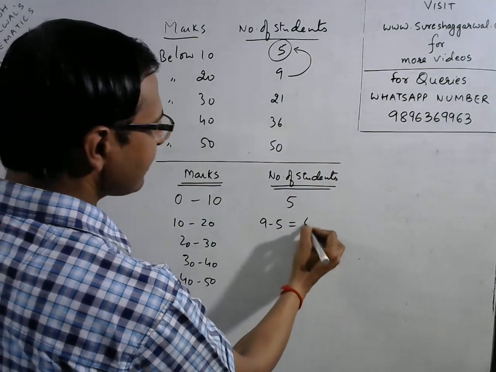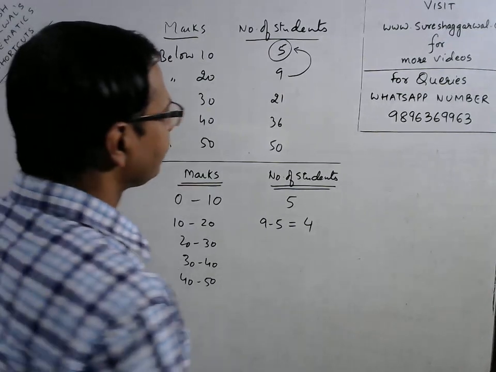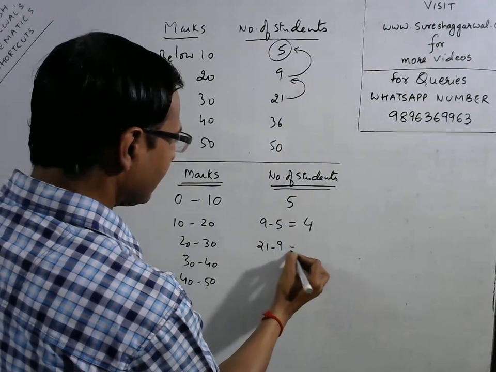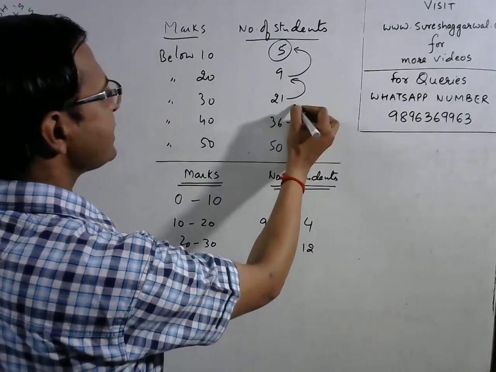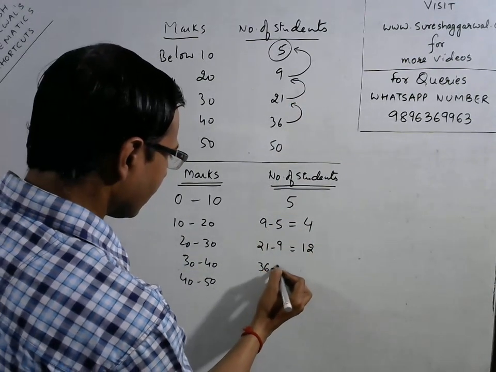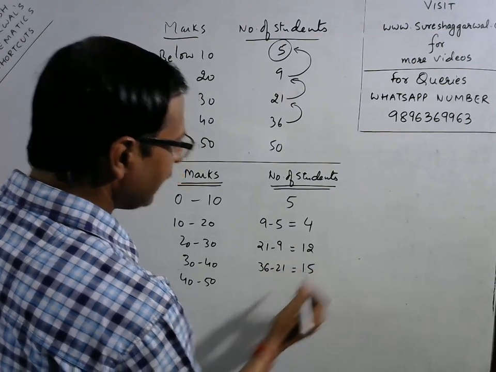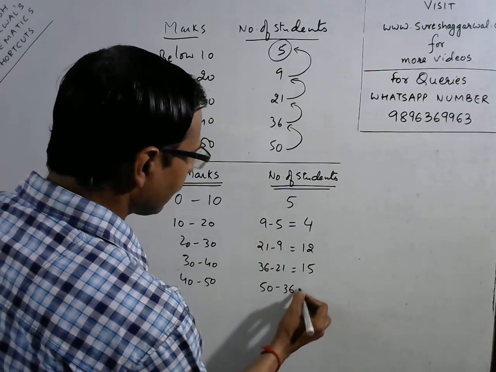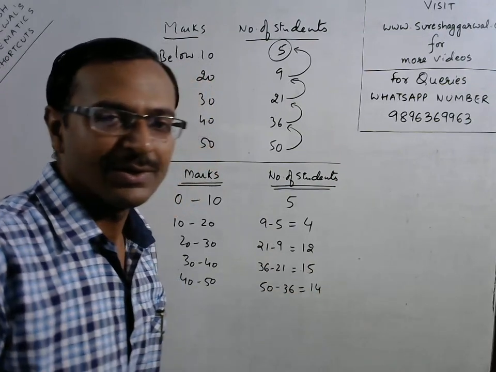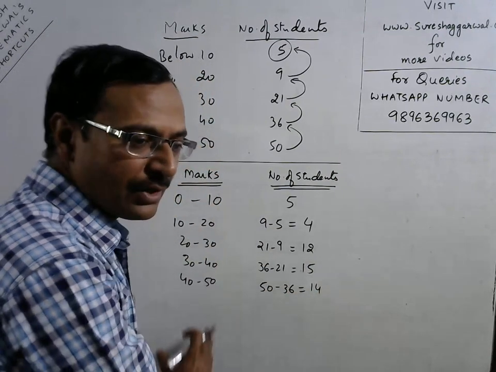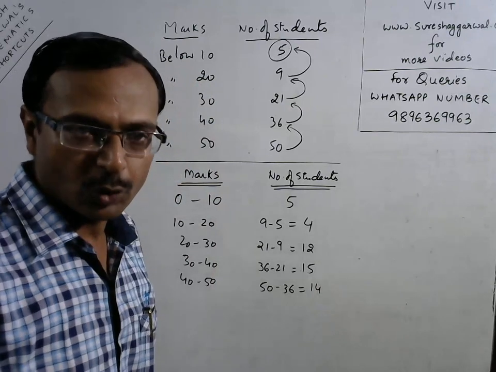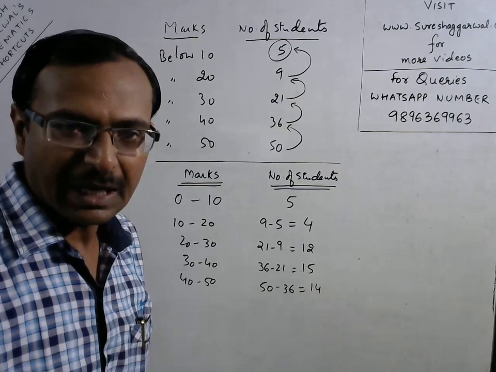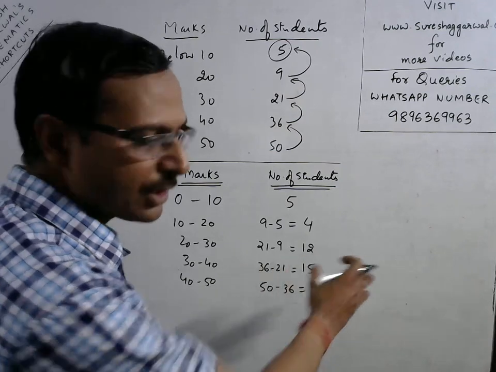9 minus 5, your frequency will be 4. 21 minus 9, the frequency will be 12. 36 minus 21, the frequency will be 15. And 50 minus 36, the frequency will be 14. So now see, we have obtained a continuous type of grouped distribution, and now you can continue with the mean calculation, which I shall discuss later on in this video.